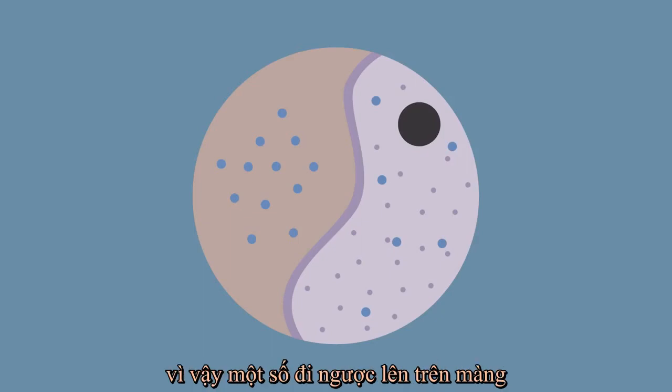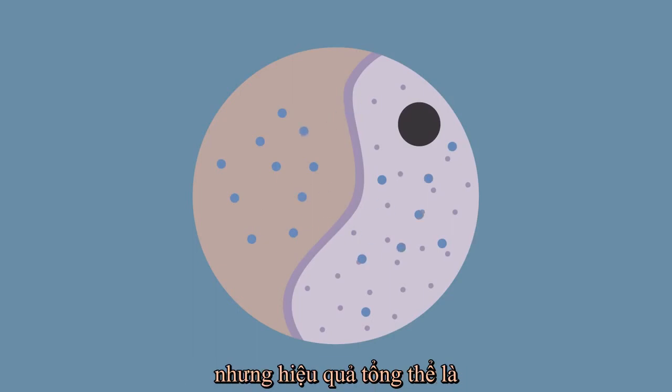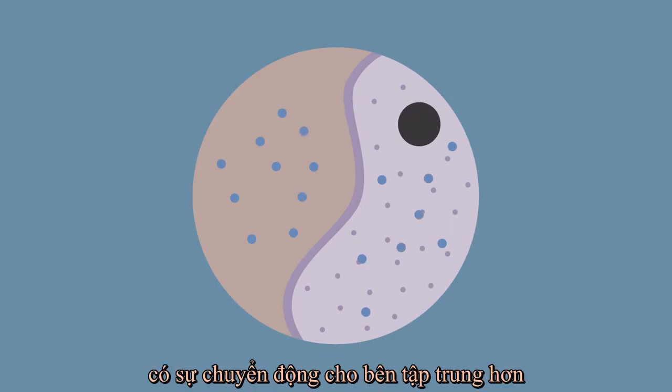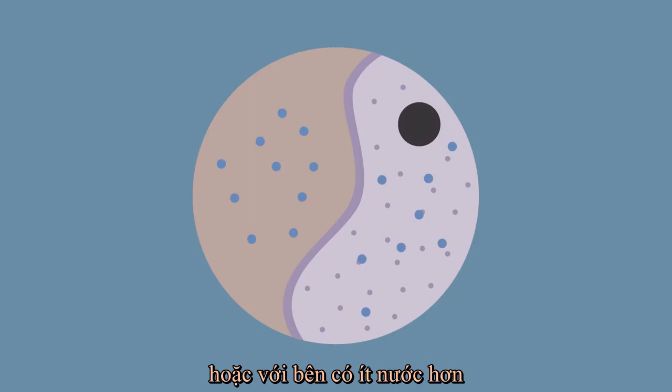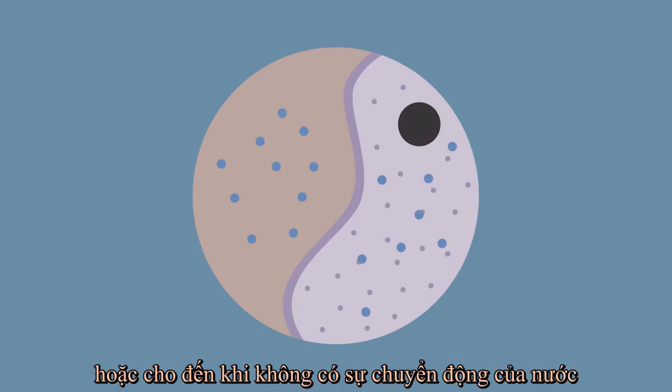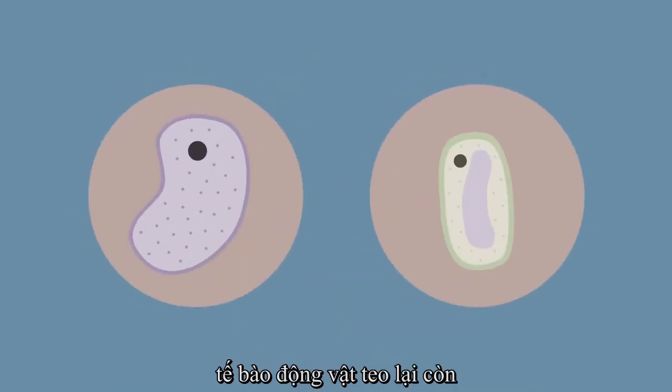Water molecules move at random, so some do go back across the membrane. But the overall net effect is that there is movement to the more concentrated side, or the side with less water, until equilibrium is reached, or until there is no net movement of water anymore. Osmosis out of a cell can cause big changes.